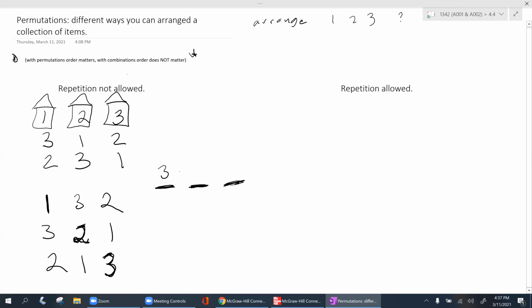You're going to multiply this by another number, but since repetition is not allowed, it's going to be a number less, so that's going to be 2. And again, repetition is not allowed, so the last number is going to be 1. So in other words, you're doing 3 times 2 times 1, which gives me 6.